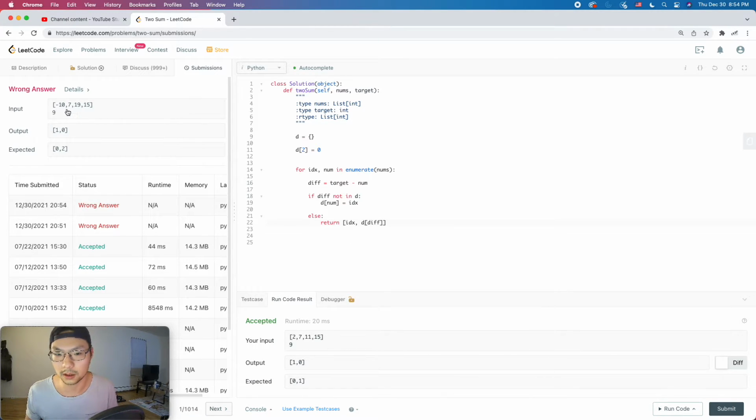Yeah, I keep getting caught up on that. I wonder why. Let's see. Let's think about it more. So the difference between 9 and 10 is negative 1, right? So negative 1 is what we're looking for. In a way. So negative 1 is not in the dictionary.